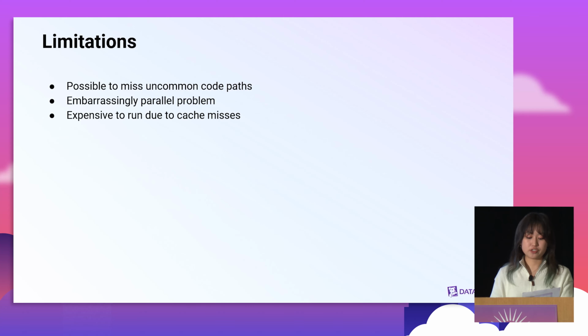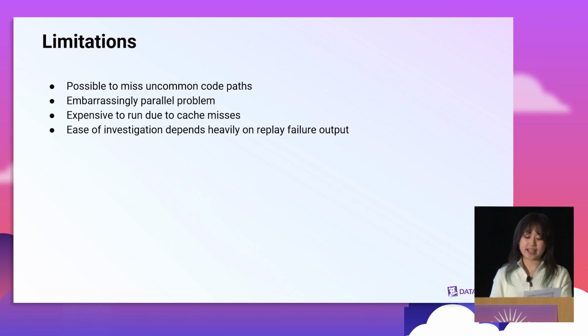It's also expensive to run because we sample many workflow histories, and a lot of these are not recently accessed. So this results in cache misses and forces us to actually go and access our database. And then finally, there's a gap in debugging and responding to the output because the ease of investigation heavily depends on the replay failure messages, since they're the main source of information on where the breaking change is.